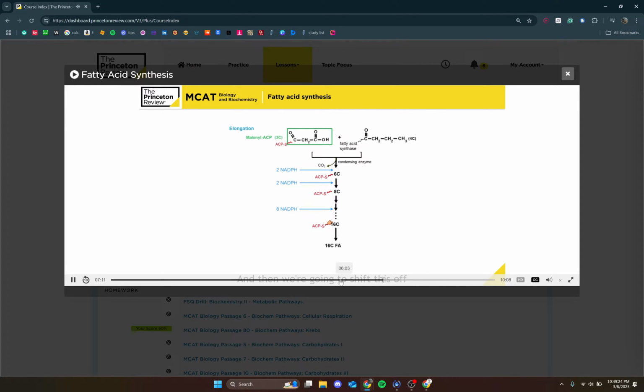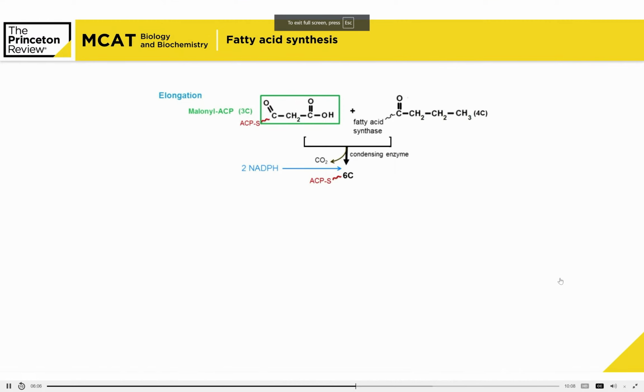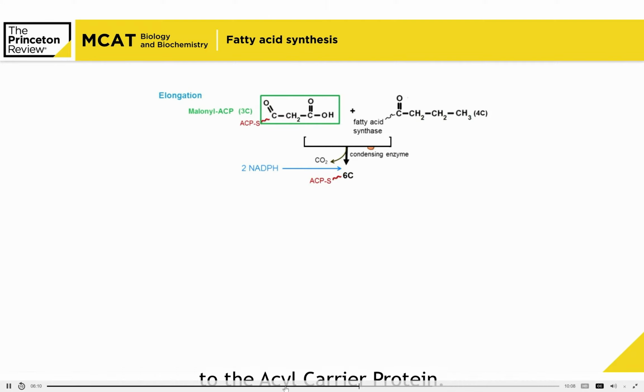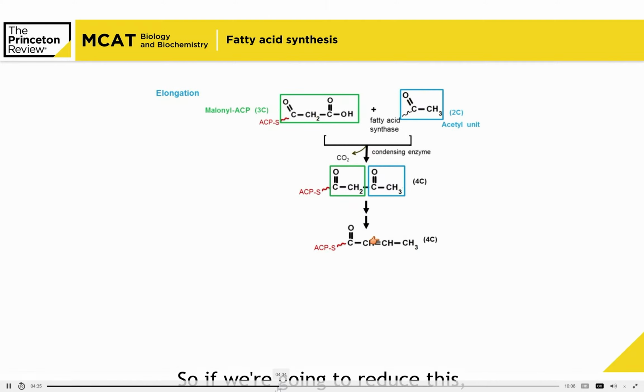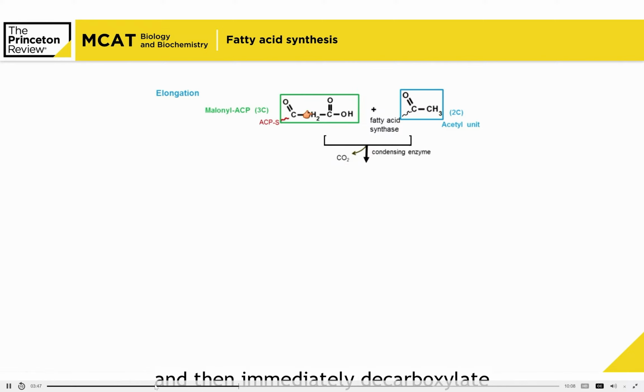And then we're going to do a couple more steps, and that's going to cost us a couple of NADPH. So now we have a 16-carbon unit attached to the acyl carrier protein. If we're going to reduce this, something else has to be oxidized. So what's the point of this? Fatty acid synthesis. Okay, we're making fatty acids. So why are we making fatty acids?